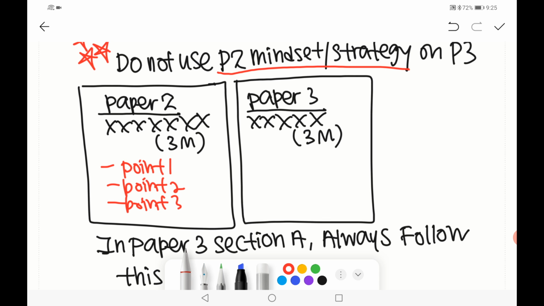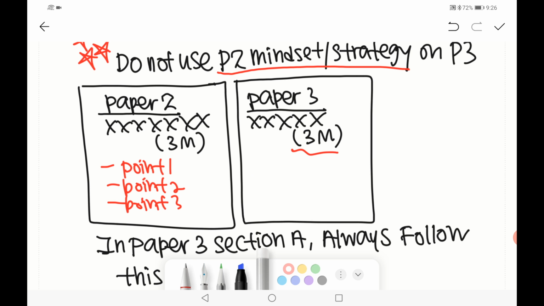How many marks they gave us, normally we give that many points. But for paper 3, not necessarily. If they give you 3 marks for paper 3, you don't need to write up to 3 points. Sometimes, which I will show you later, you'll be very surprised. In order to get 3 marks, sometimes you might only need to write one word, not even one sentence. Sometimes you just need to write one word, then you can get 3 marks for paper 3 already.